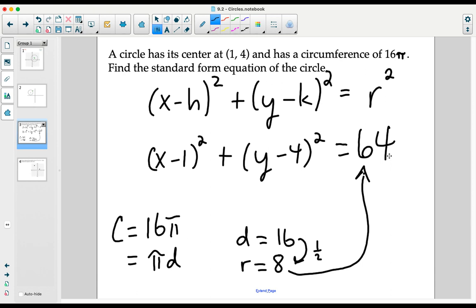Using the information that's provided, the center is typically the easier thing to place into the standard form of the equation, and then the radius you might have to work a little bit for.